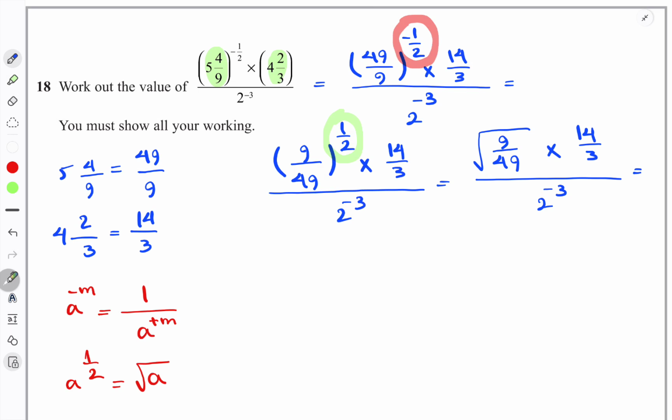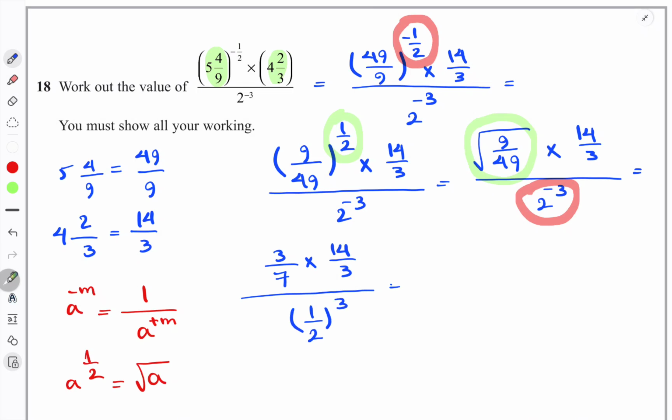And the next step is finding the answer of the square root of this fraction, which is 3/7 times 14/3. And how about this one? 2 to the power of -3. As I said before, we should flip 2, which is 1/2 to the power of +3. So we have 1/8 in the denominator.